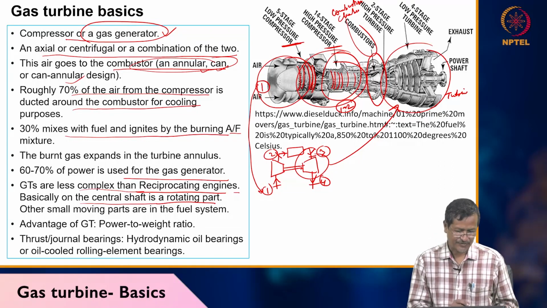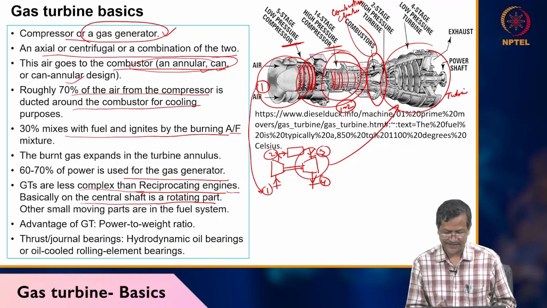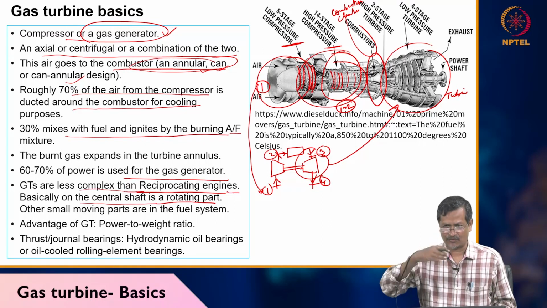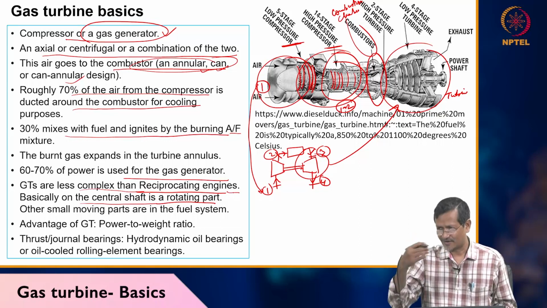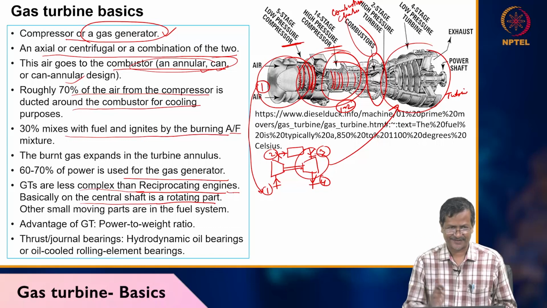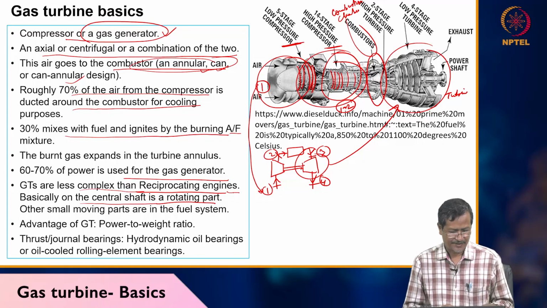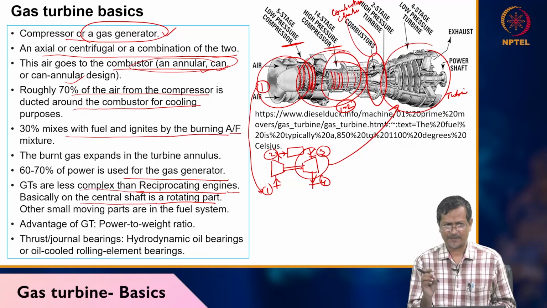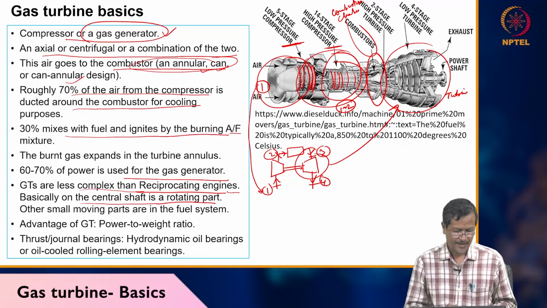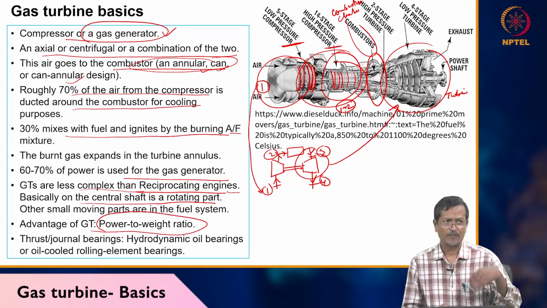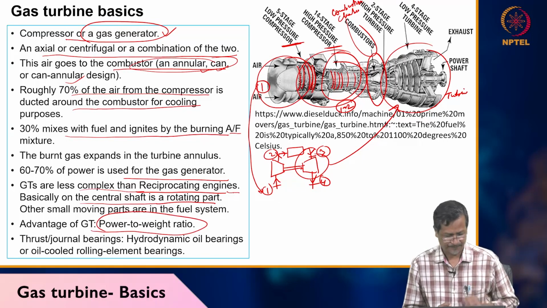So gas turbines are less complex than reciprocating engines because they do not have continuously opening and closing valves, or a cam mechanism, or a crank, gudgeon pin or piston. Nothing is there, right? Other small moving parts are in the fuel system, but that is also not a major thing. The advantage of a gas turbine is the power to weight ratio. It gives more power for the same weight.